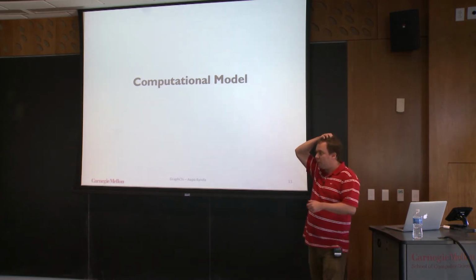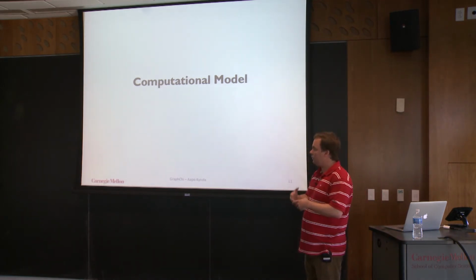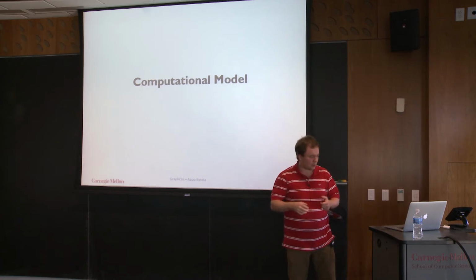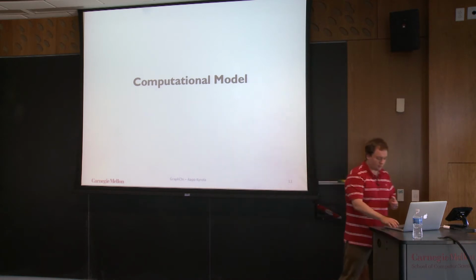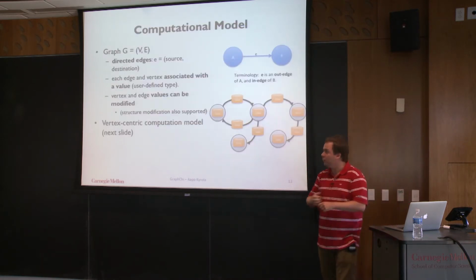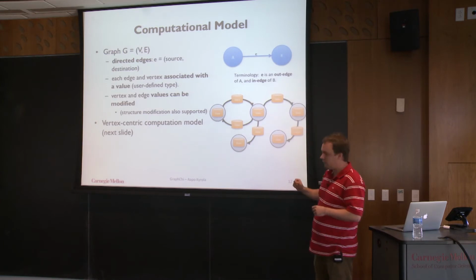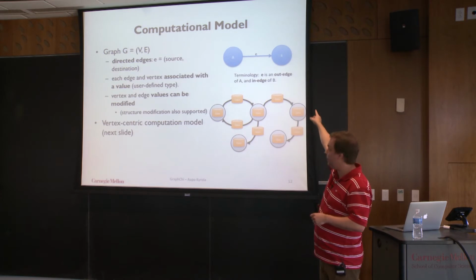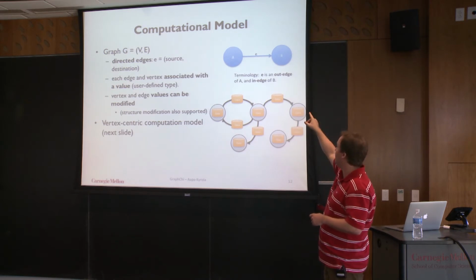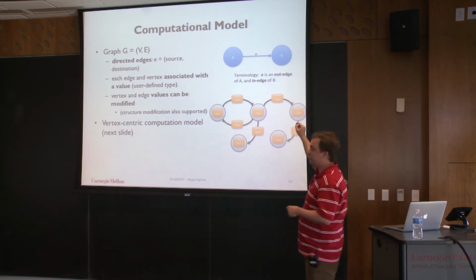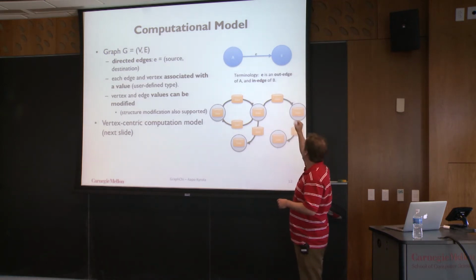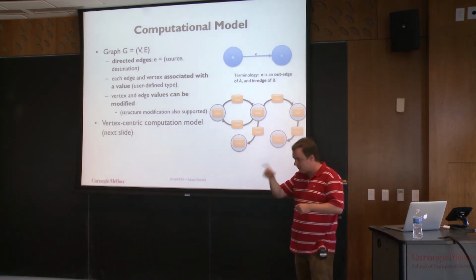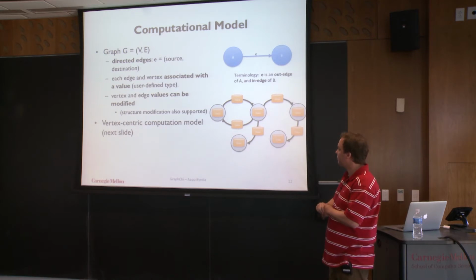So let's talk about the computational model, just as a preface of this work. What kind of programs can you write with this? So first of all, we have a graph with directed edges. And this is quite important terminology. If we have vertex A and vertex B, and there is an edge E from A to B, we say E is A's out edge and B's in edge. And this becomes important soon.